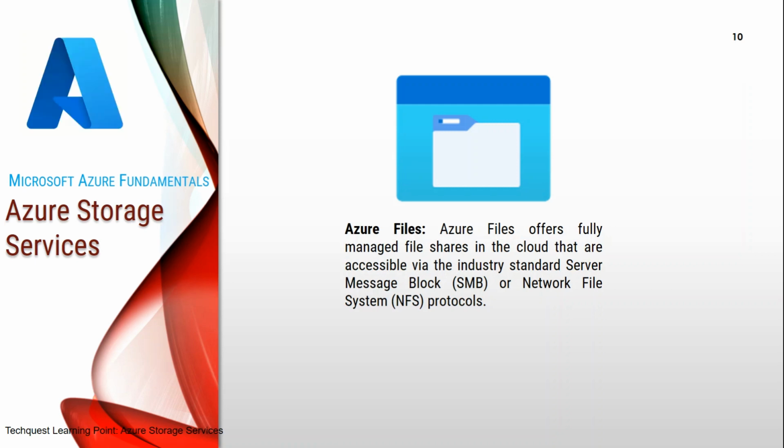Additionally, SMB Azure file shares can be cached on Windows servers with Azure File Sync for fast access near where the data is being used. Simply put, Azure File Storage offers fully managed file shares in the cloud, and shares are accessible using industry standard network protocols. Mounting Azure File shares is just like connecting to shares on your local network.